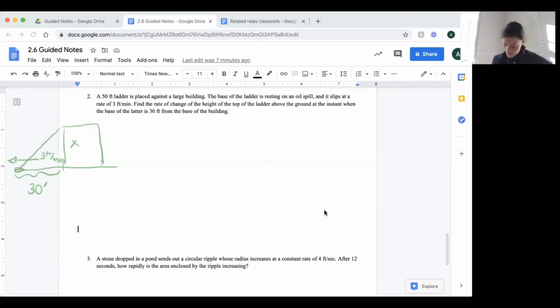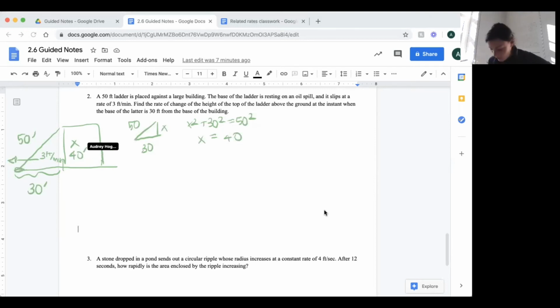Okay. So now I have all of my information. Oh, no, I don't. My ladder is 50 feet long. So I know this is 50 feet. Okay. So I know my ladder is 50 feet. The building height, we don't know, but we can find because there's a right triangle. That's not going to be a right triangle. Let me try again. We have a right triangle with the building and the ladder. We know that this is 50, this is 30. So we could say x squared plus 30 squared equals 50 squared, and then x is equal to 40. So we know that this is actually 40 feet. Our building is 40 feet.